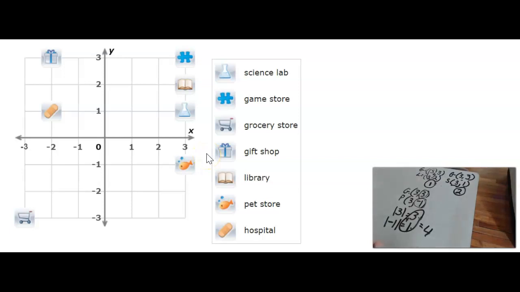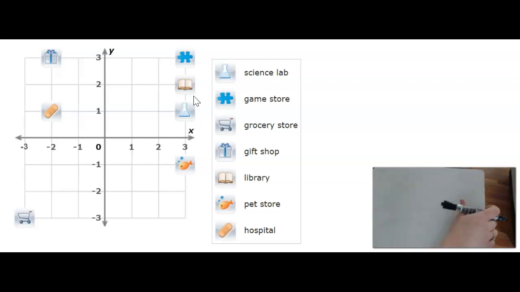Now it not only works whenever you have the same x-coordinate, it also works when you have the same y-coordinate. So let's look over, and we're going to be looking at the science lab and the hospital. It's good to know the distances between those two places. Accidents happen, right? Okay, so again, we have the science lab.